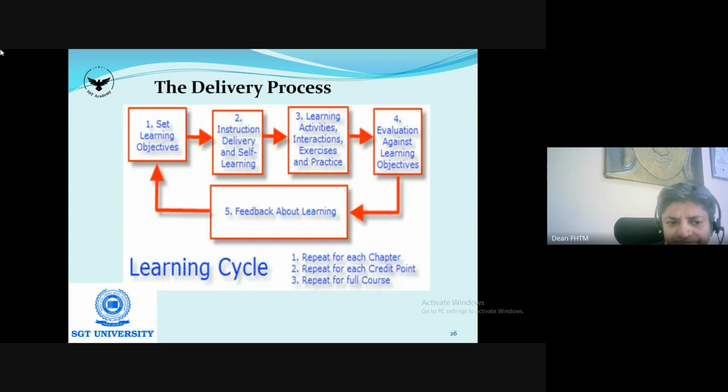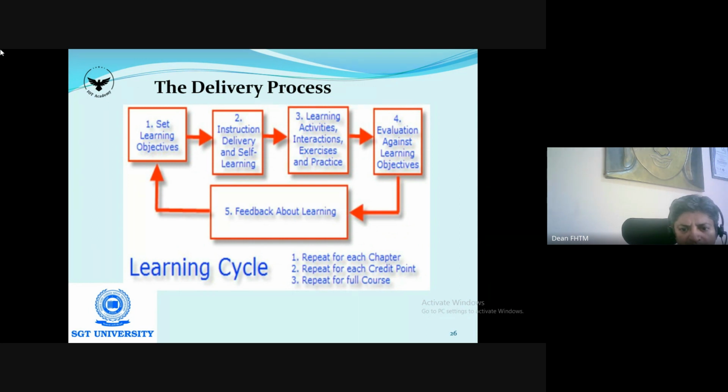Next. So here we are talking about the delivery process. Please go through this slide. This is the basic thing that you need to follow when you take up a topic.